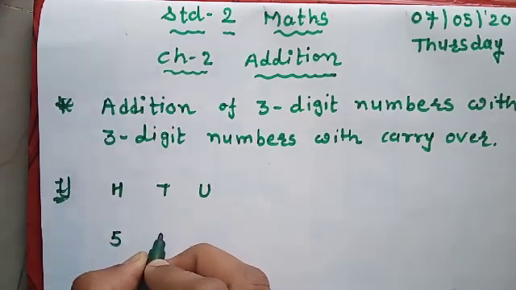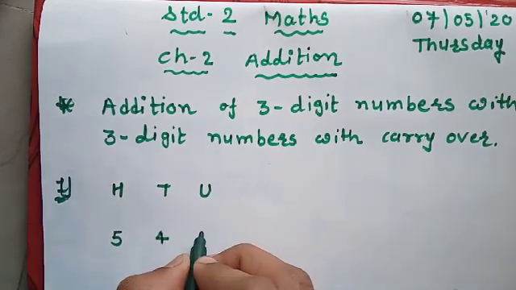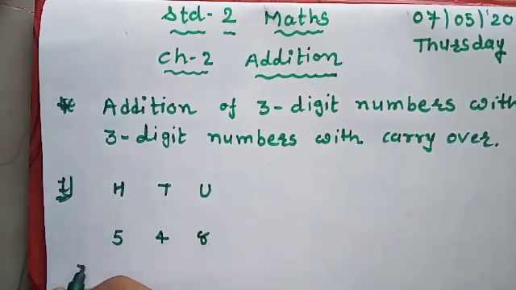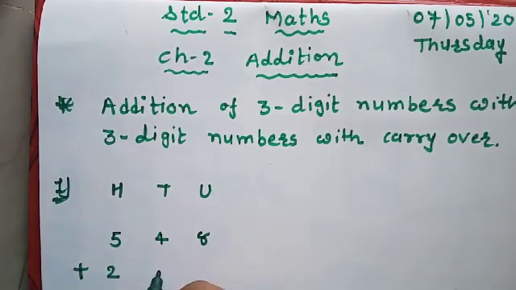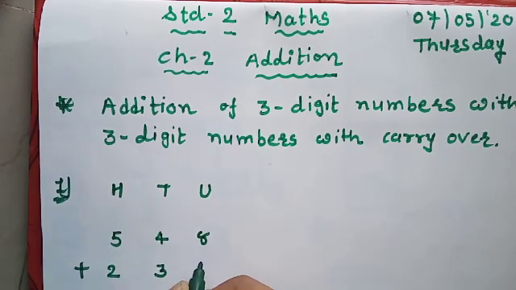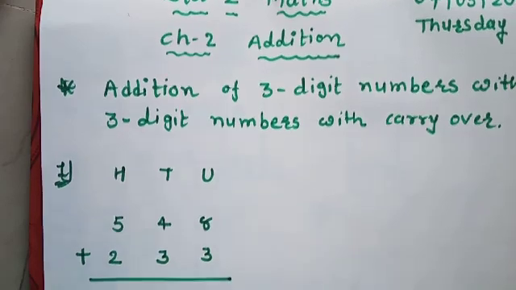So 4, 5, 4, 8, okay? Sign of addition, that is plus. Here we write 3, and here also 3, okay? So let's start the sum.